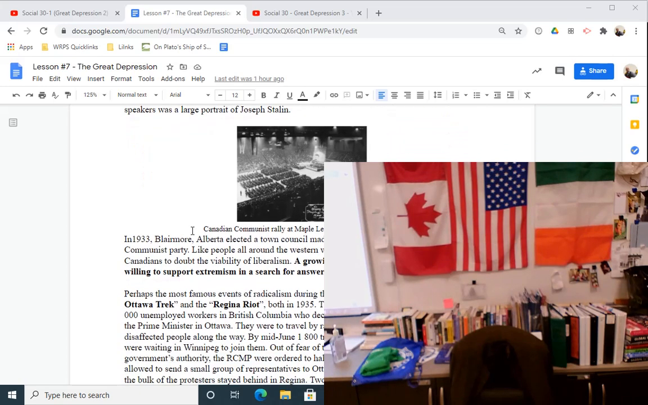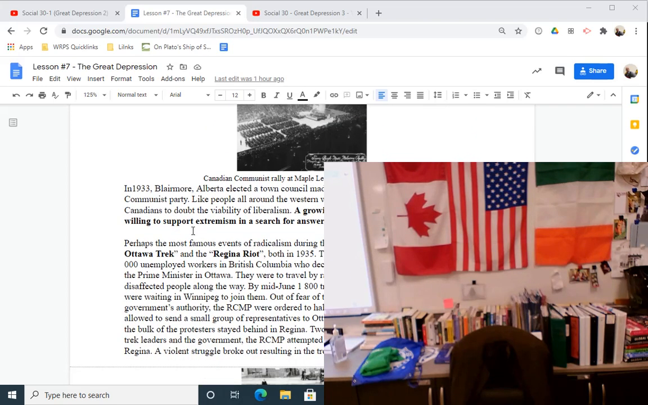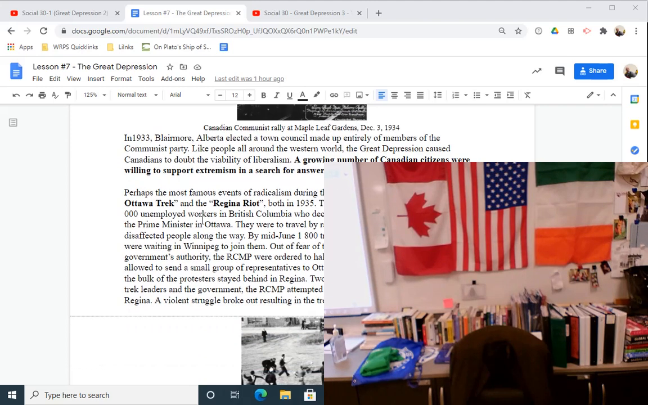So how desperate were we? Communism was growing in Canada. In 1933, in Blairmore, Alberta, they elected a town council made up entirely of members of the Communist Party. So just as an aside, I put that in there to give you some frame of reference of how desperate people were, how disillusioned they were.